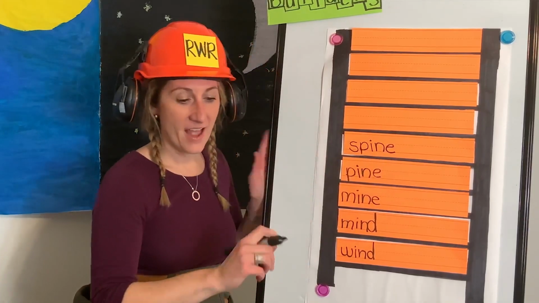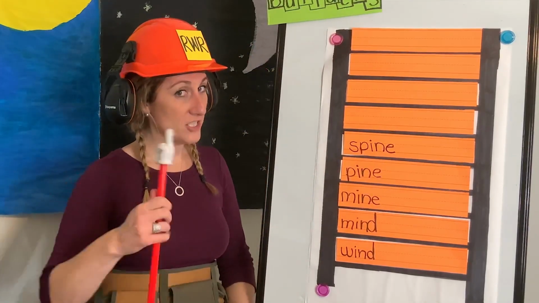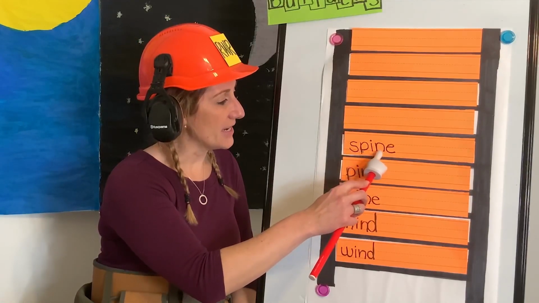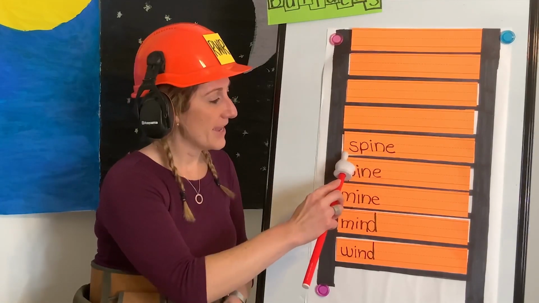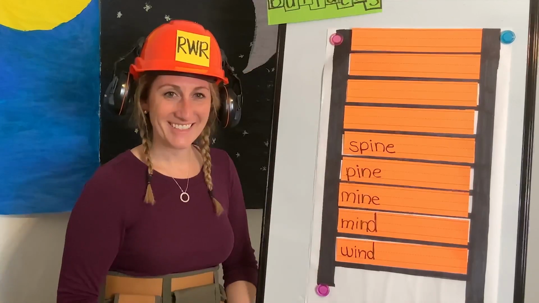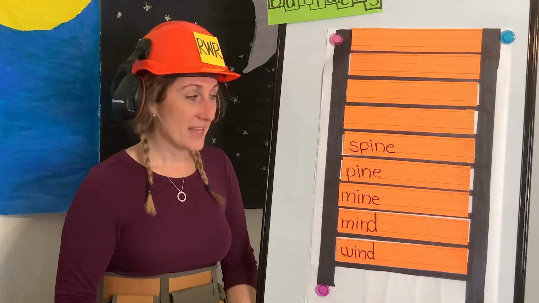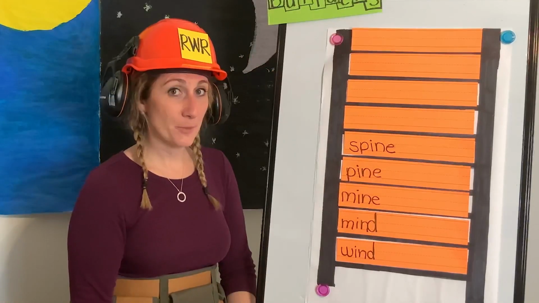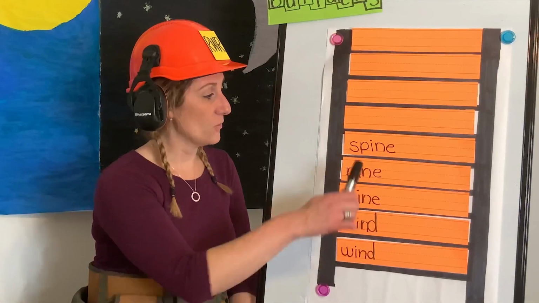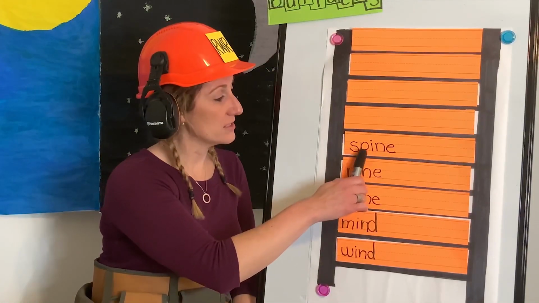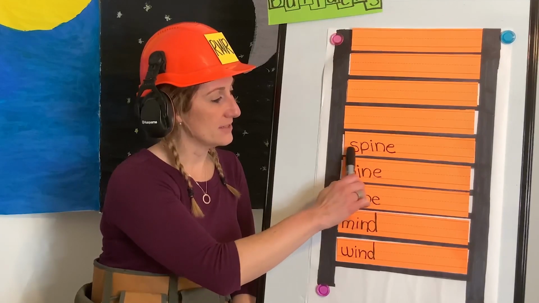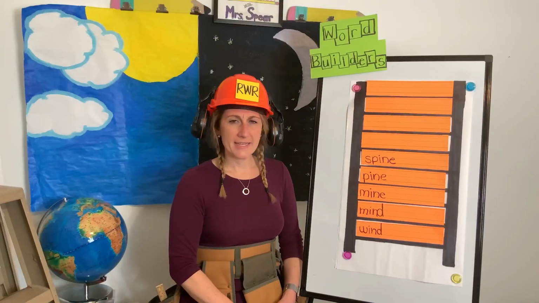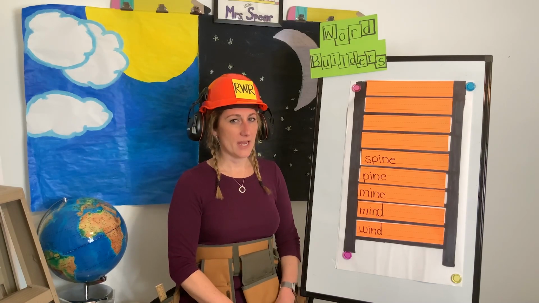Spine. Now let's point and check. Spine. Great job. And guess what? Here's one of our beginning blends we worked on, the sp. So to say it fast, when you're reading a word like this, you could go spine, spine. Okay, we've made spine, and guess what?